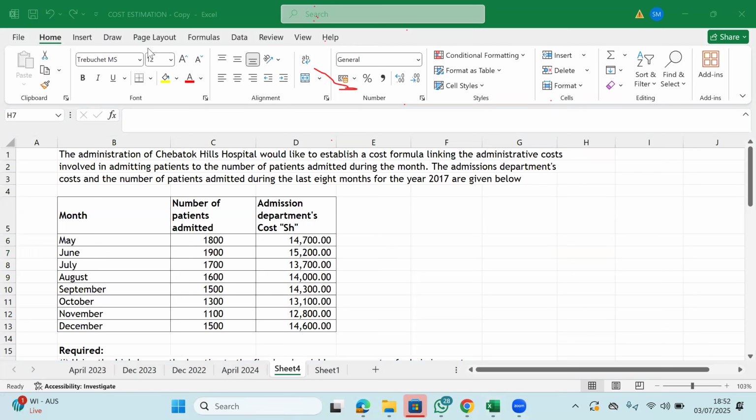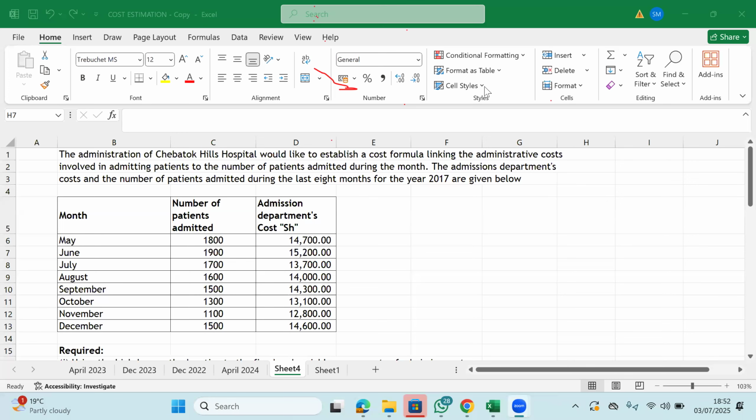Maybe I can choose today. Yes, Winnie Achieng. Winnie Achieng, can you read for us? The Chebatok, sheet 4. Okay, thank you, sir. The administration of Chebatok. I hope I'm audible. Yes, you are.